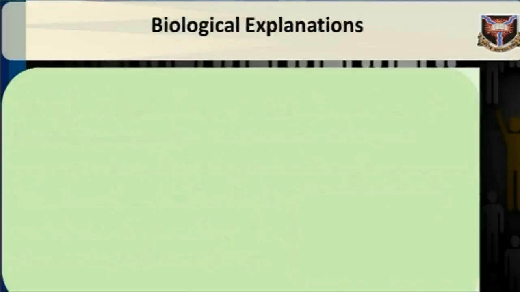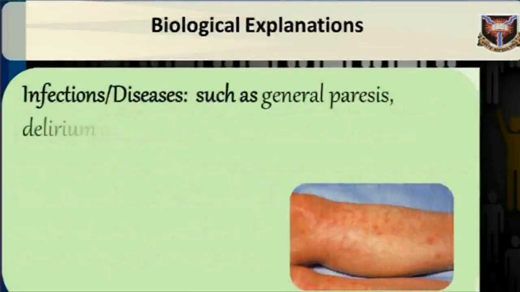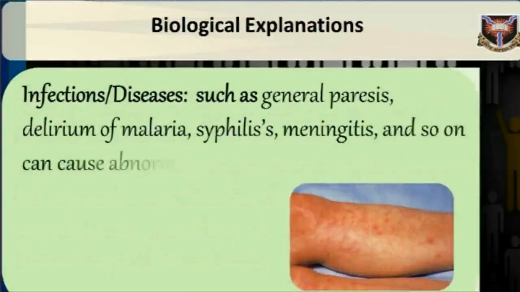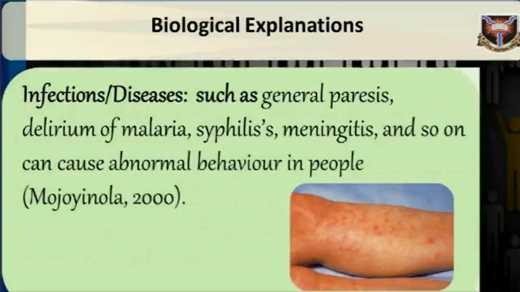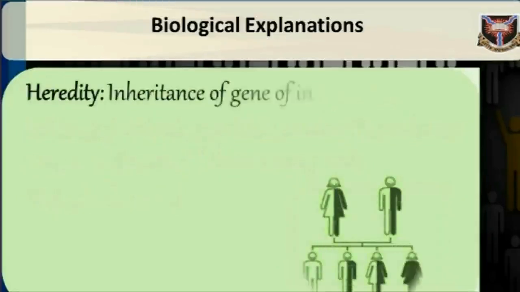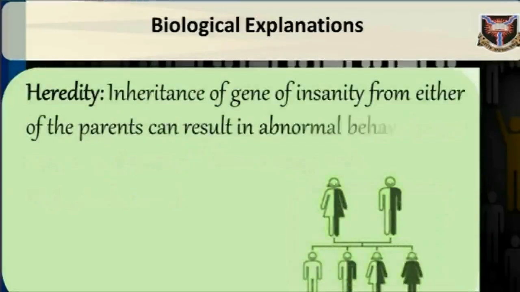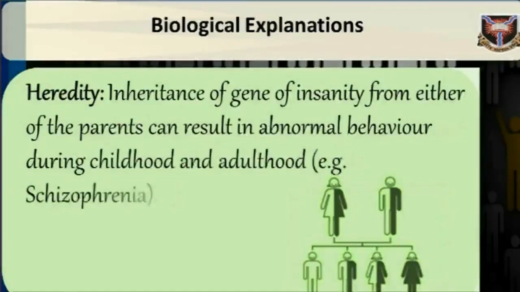Biological explanation. Infections or diseases. Infections or diseases such as general paralysis, delirium of malaria, syphilis, meningitis, and so on, can cause abnormal behavior in people (Mujoyola, 2000). Heredity. Inheritance of genes of insanity from either of the parents can result in abnormal behavior during childhood and adulthood. For example, schizophrenia.